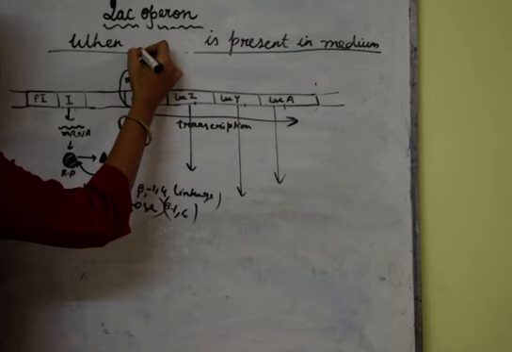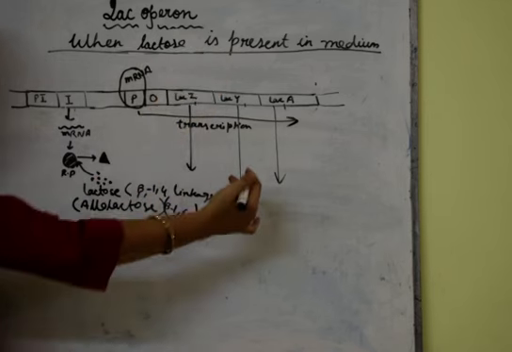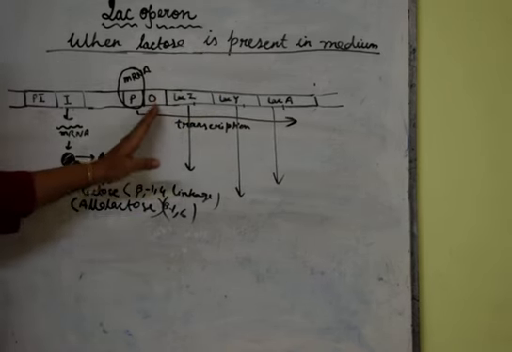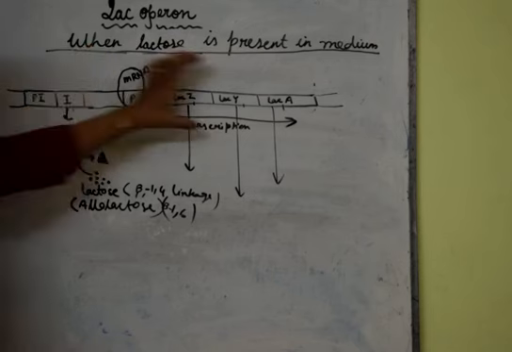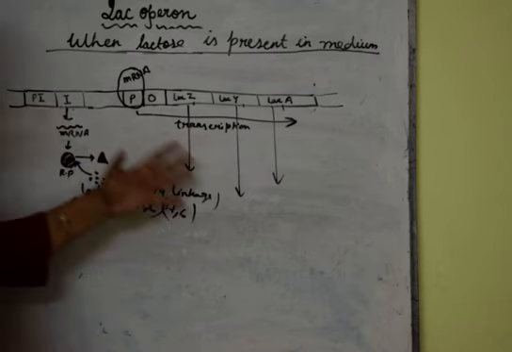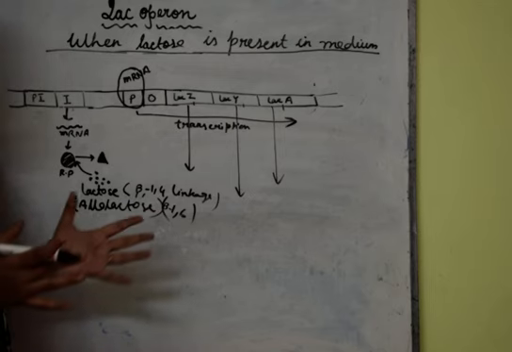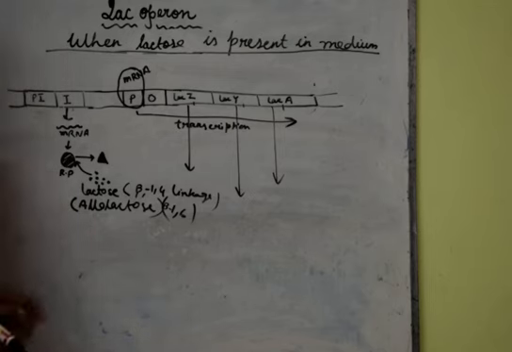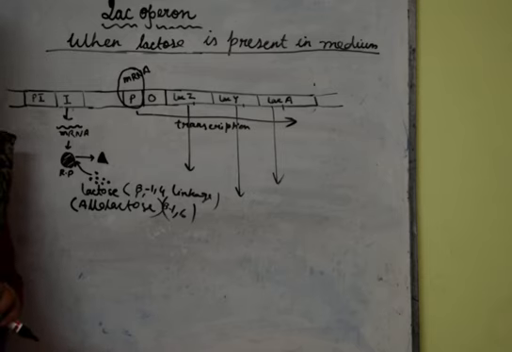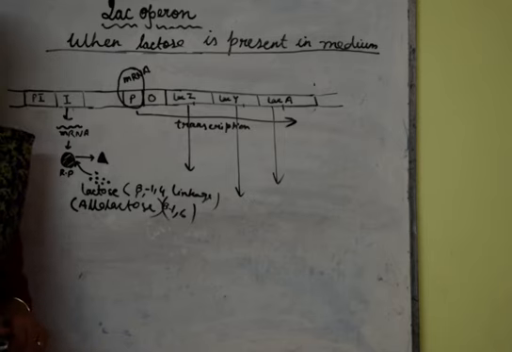When lactose is present, there is no restriction over here, so the RNA polymerase can move and transcribe all the genes. After these genes are transcribed, lactose can enter the cell and is broken down into glucose and galactose, and the glucose acts as a source of energy for the bacteria. Okay. Thank you.